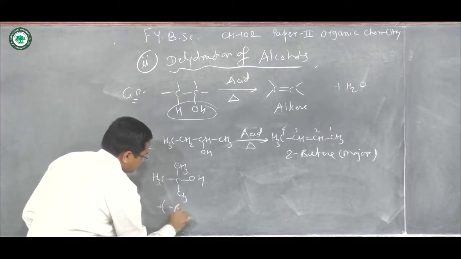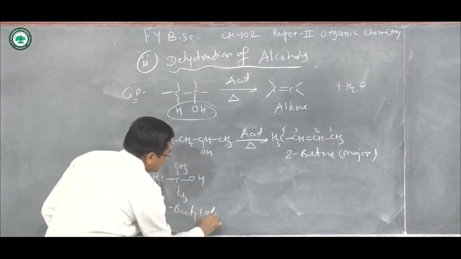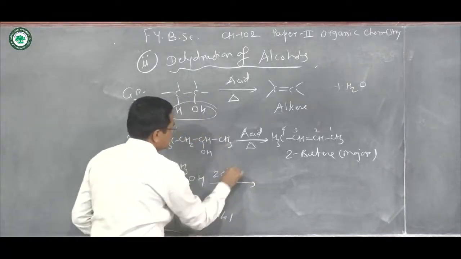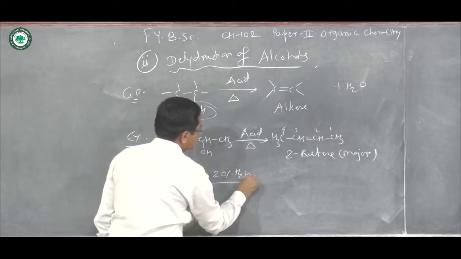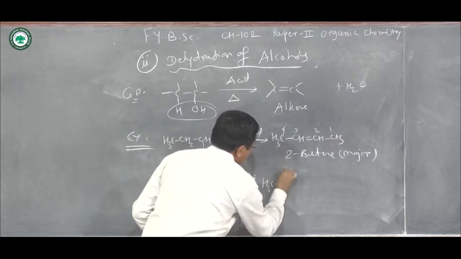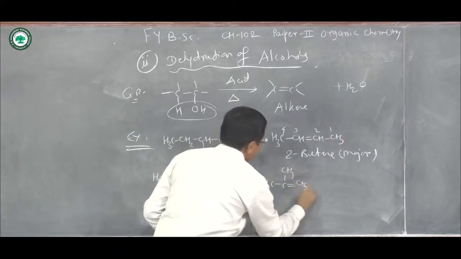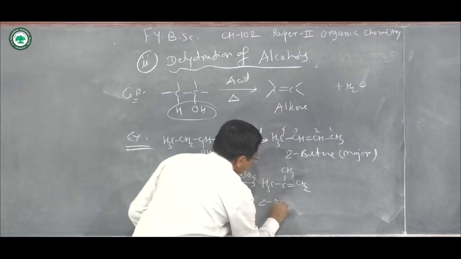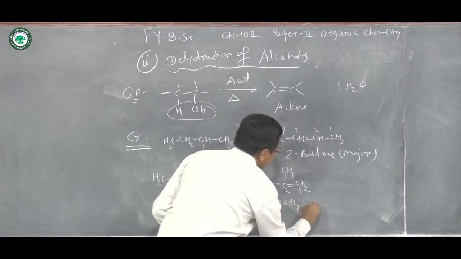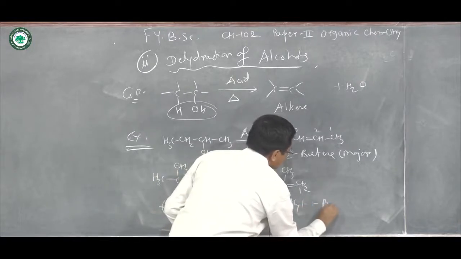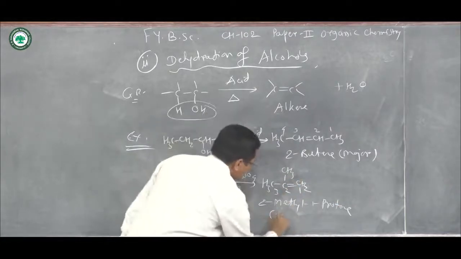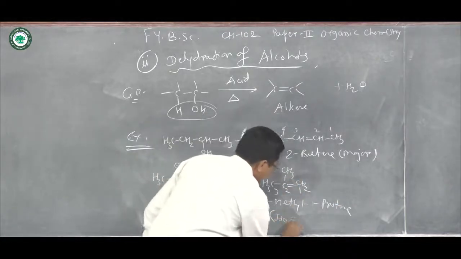And last example, tertiary butyl alcohol. Now here 20% H2SO4 and heat, and it gives 2-methyl, that is 1, 2, 3, 2-methyl-1-propene, or the common name of this compound is isobutene.